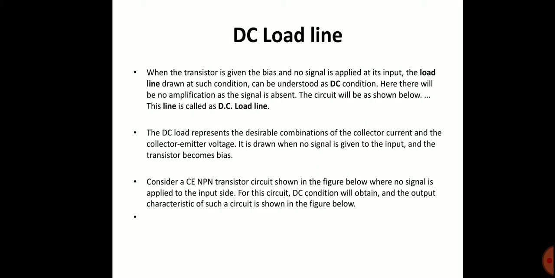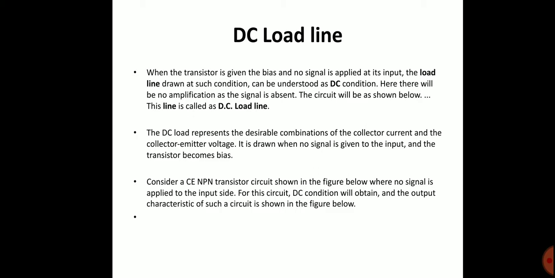The circuit will be as shown below. This line is called a DC load line. Here is the important definition of the DC load line. The DC load line represents the possible combinations of collector current and collector-emitter voltage. It is drawn when no signal is given to the input and the transistor is biased.